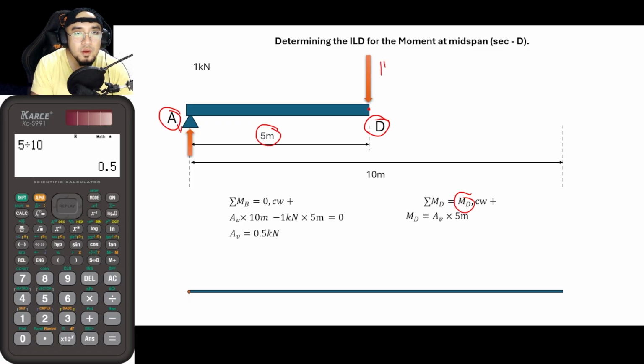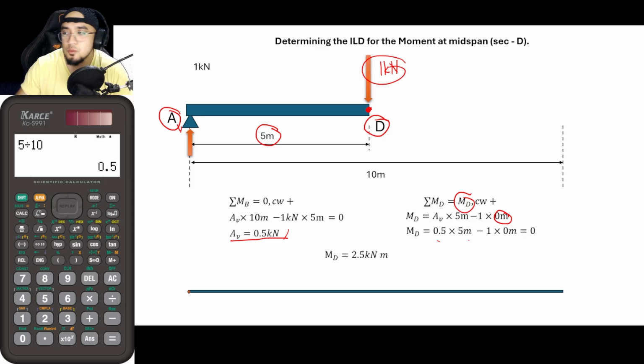So what about the 1 kilonewton load here? That is basically minus 1 times 0, 0 having no lever arm. The lever arm between point D up until the 1 kilonewton load, since it does not have any perpendicular distance, is 0 meters. So solving for that, as you know AV is 0.5. So 0.5 times 5 minus 1 times 0 is basically equal to 2.5. Looking at the calculator once again, 0.5 times 5 minus 1 times 0 is 2.5.